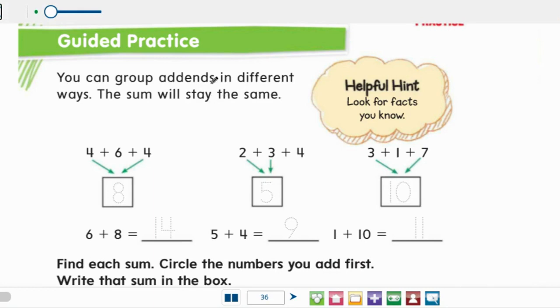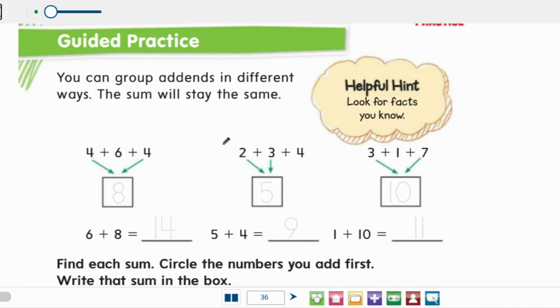All right, and remember that addends are the parts that we add together in an addition problem, and the sum is the total answer. All right, so we talked about the commutative property, which tells us that we can add things together in any order, and as long as we add them all together, we will get the same answer, which is our sum. So here for this first problem, we've got 4 plus 6 plus 4.